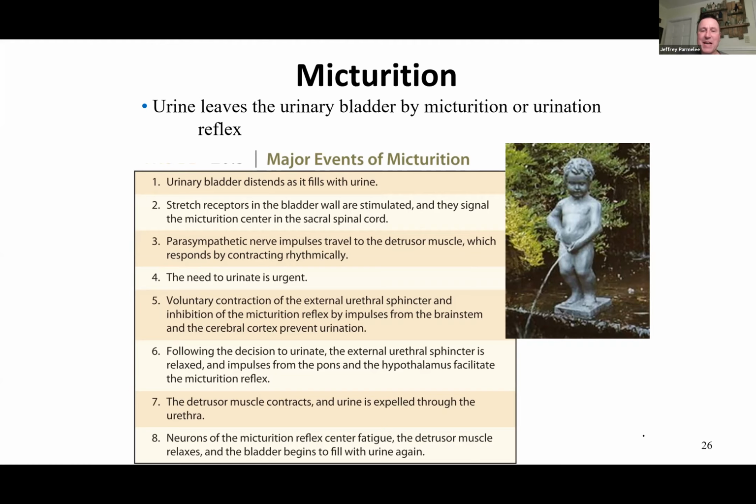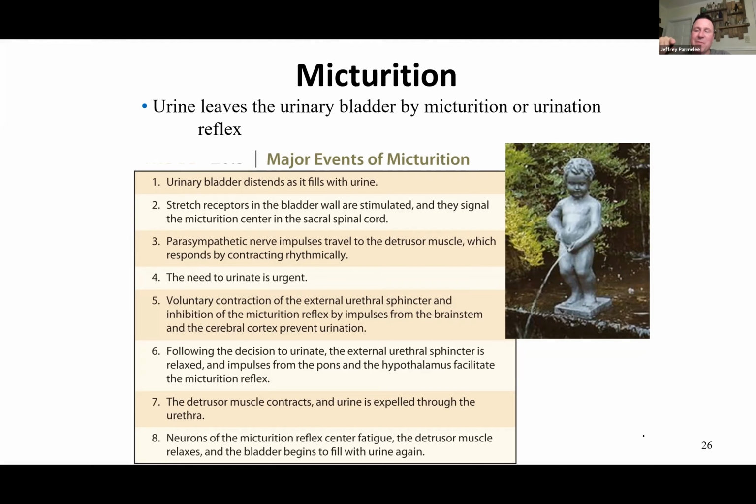I like it. So as it's stretched, the receptors are going to signal the lower spinal cord right there. Parasympathetic nerves are going to go, and you'll contract that detrusor, and you relax that internal sphincter, but you control that external sphincter. And if your mind says, I don't want to pee now, you can hold that shut, and then you can tell your detrusor muscle to relax. It'll listen to you for a while.